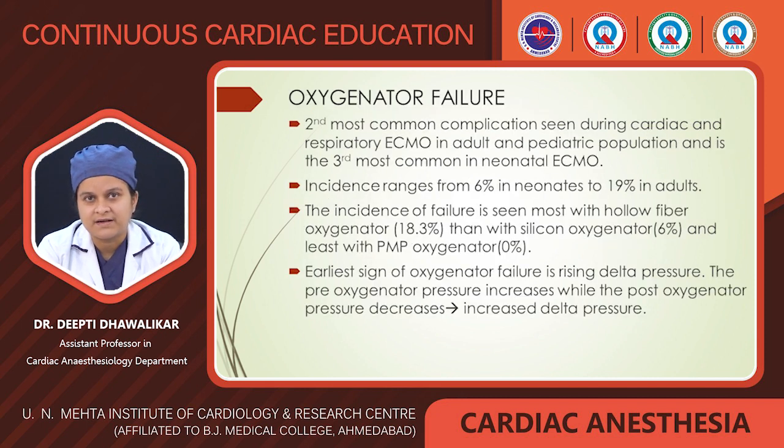Then coming to oxygenator failure, it is the second most common complication seen during cardiac and respiratory ECMO in adult and pediatric population, and is the third most common in neonatal ECMO. It ranges from 6% in neonates to 19% in adults. The incidence of failure is seen mostly with hollow fiber oxygenators, about 18.3%, then with silicon oxygenators, which is 6%, and is least, almost 0%, with polymethylpentene oxygenators. The earliest sign of oxygenator failure is rising delta pressure. It is the difference between the pre and post oxygenator pressure. The pre-oxygenator pressure will increase, whereas the post-oxygenator pressure will decrease.